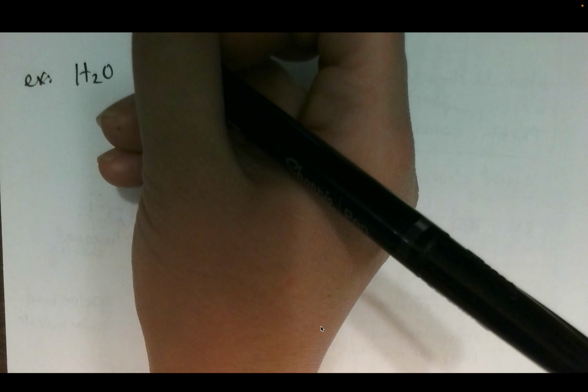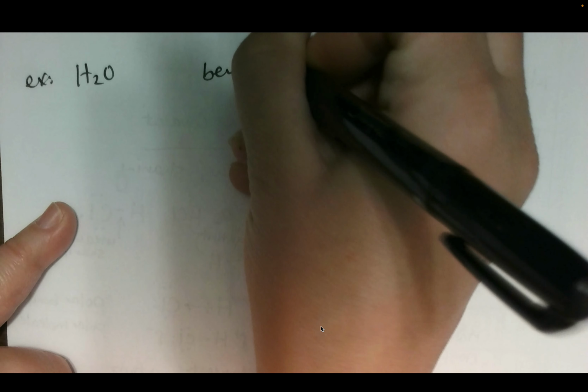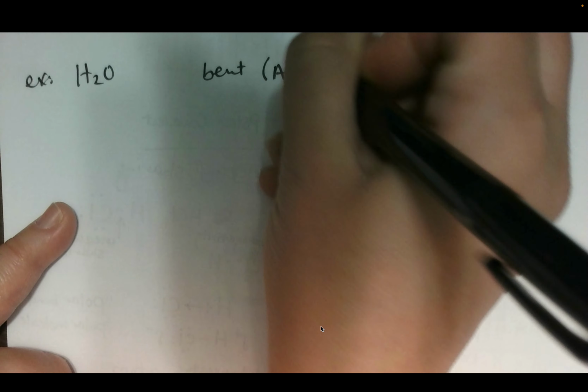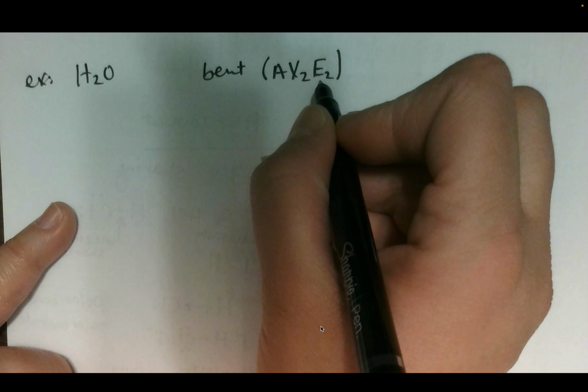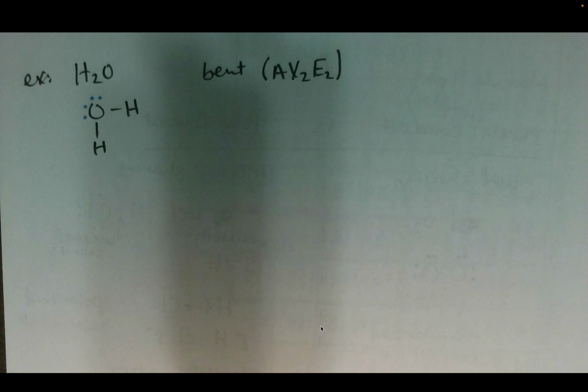We'll do water. And I think you all already know this about water. I draw my water molecule. I know water is bent. Remember, AX2E2, meaning center atom bonded to 2 atoms with 2 lone pairs on that center atom. Oxygen bonded to hydrogen, with 2 lone pairs on the center atom.